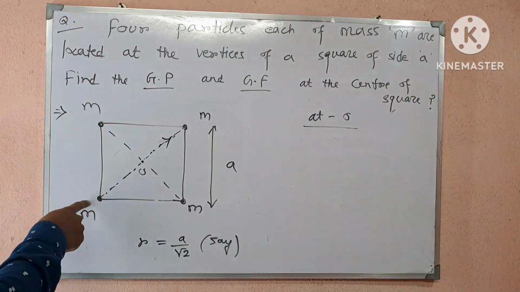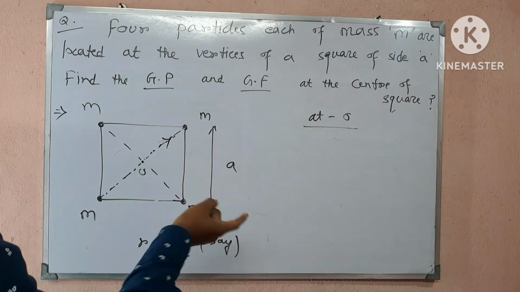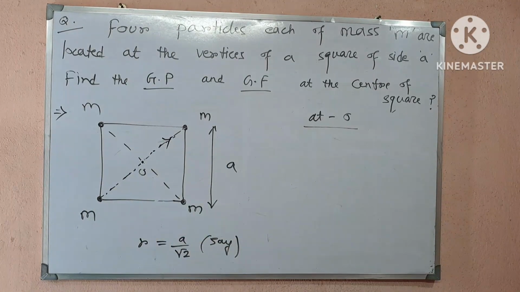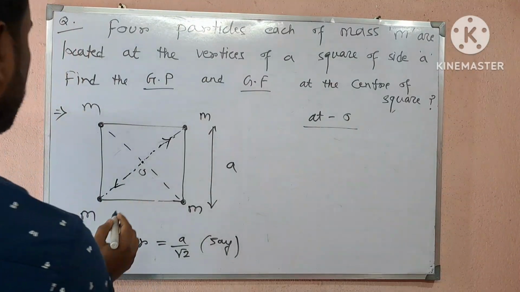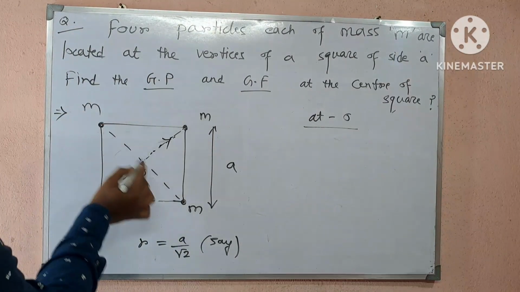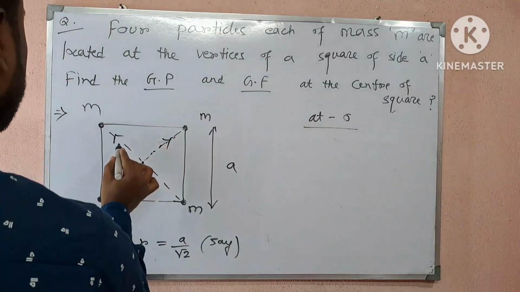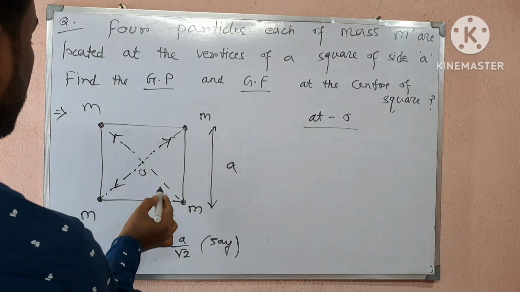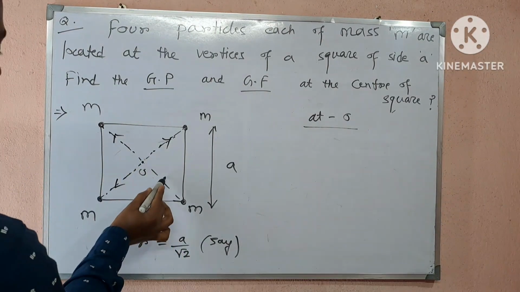Similarly, for this object also, the value of gravitational field at O is GM by r square, but its direction is also towards the mass. Similar rule will be valid for these two objects also. Their value will be GM by r square, but their direction will be towards the mass.